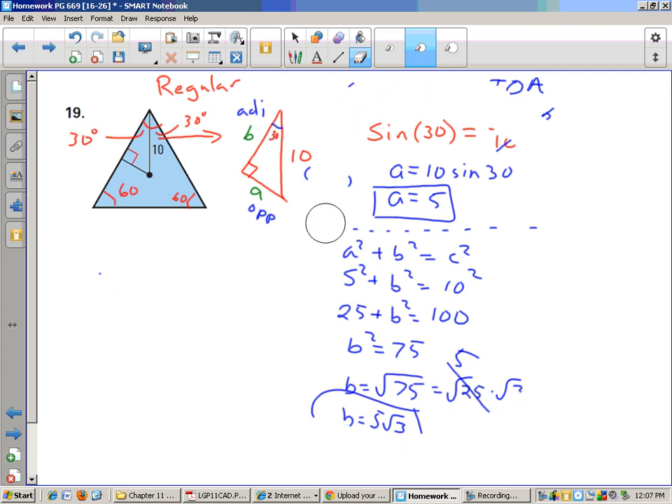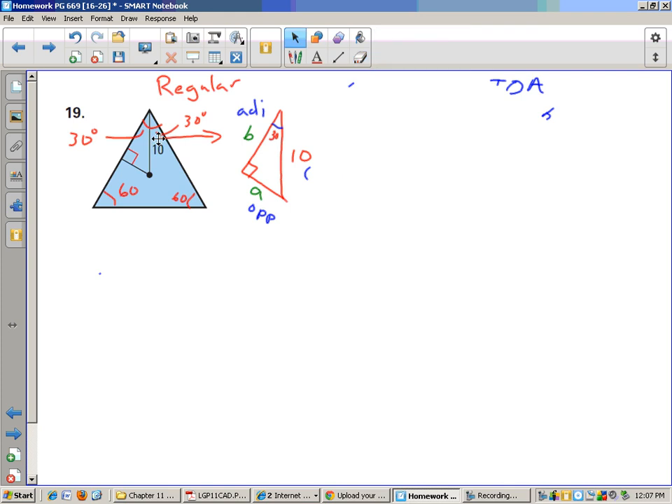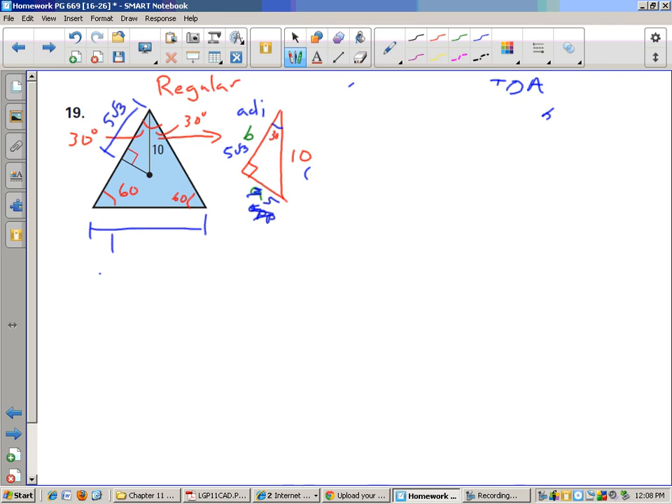So we said that B was 5 roots of 3. So this is 5 roots of 3 over here. A was 5. So that means that this distance here is 5 roots of 3. So the whole distance of one side is going to be how much? It's double 5 roots of 3, so 10 roots of 3. And we know that our apothem was 5.